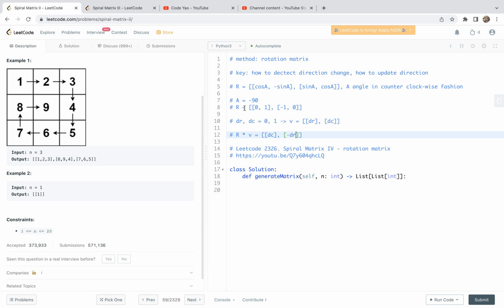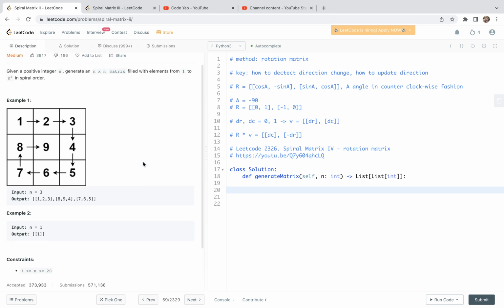For details on how we get this rotation matrix and how to compute it, you can refer to the video for LeetCode 26 for further details. With that said, we grasp the idea for the two key questions. Now we are in a position to write the short code.